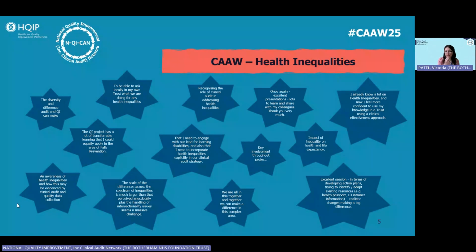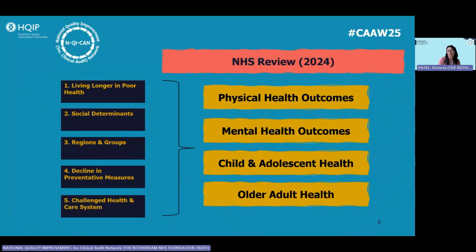So if we just move on to the next slide then, and just focusing back again on the NHS review, then we know that life expectancy is rising, but people are living longer in poor health, and that's going to put increased pressure on health and care. We know that we've got social factors such as the poor housing, the low income and employment, which will impact on that rise in chronic illness and mental health issues. And we also know that some of our communities are still facing higher rates of those preventable diseases and lower access to care. So all of this has an impact on these four areas that we've highlighted here: the physical health outcomes, the mental health outcomes, that child and adolescent health, and that older adult health.